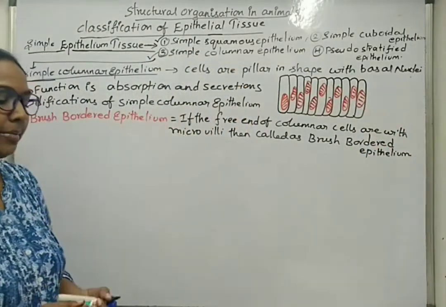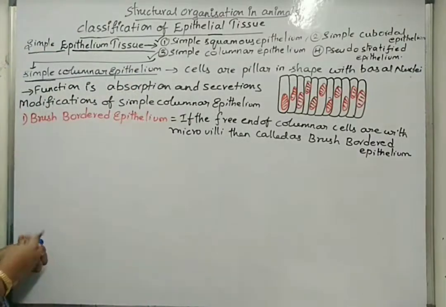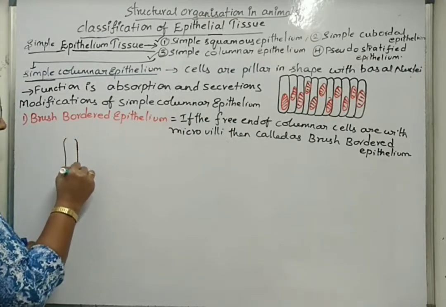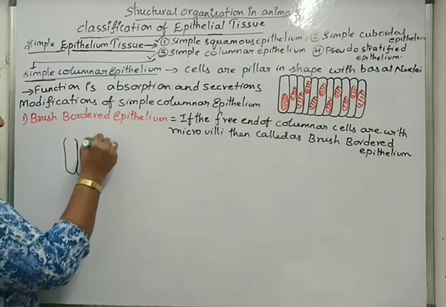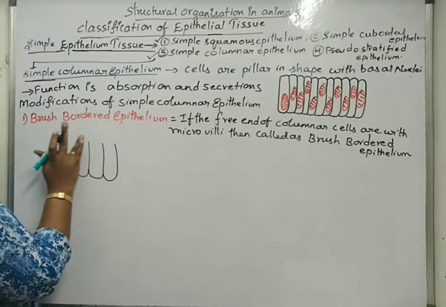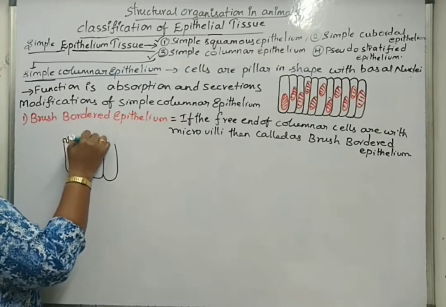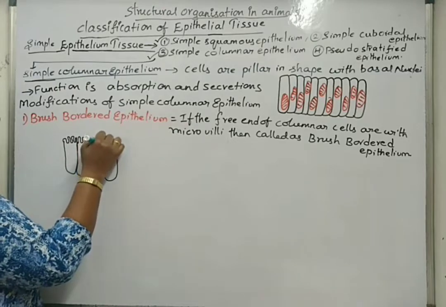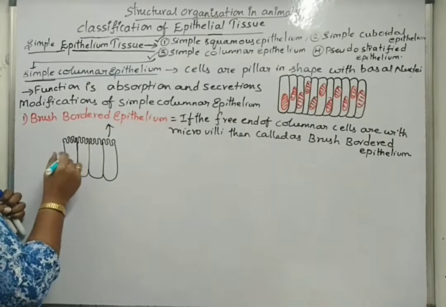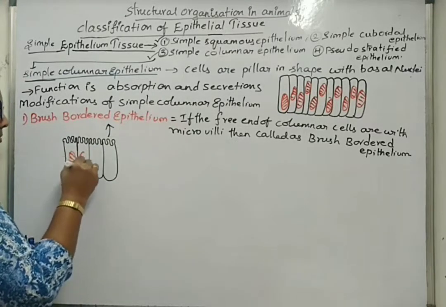If we draw the diagrammatic representation, how does it look? Elongated cells, like this. But as we have written here, the free end must have microvilli. So like this. These are called brush bordered epithelium. They must have elongated nuclei.